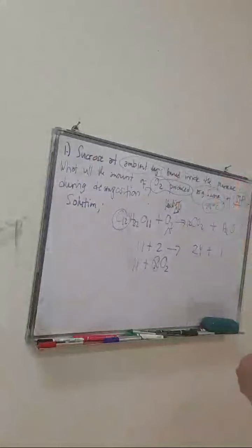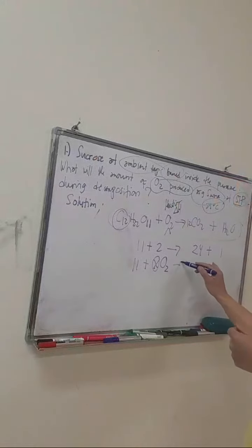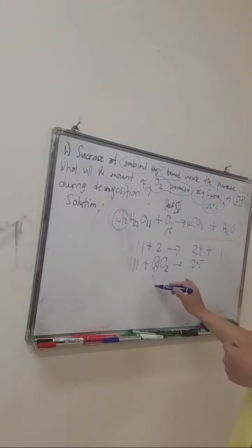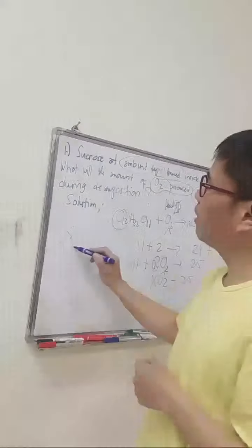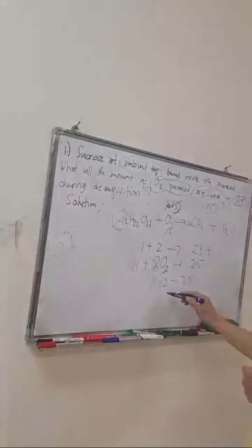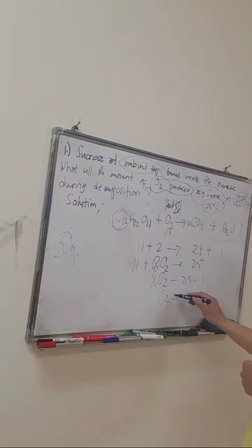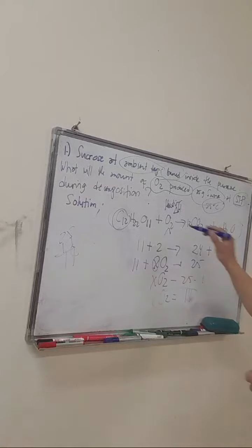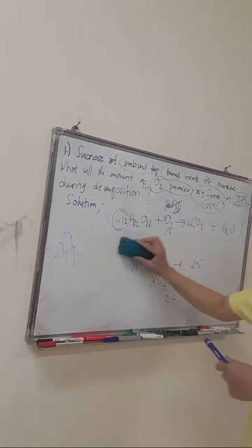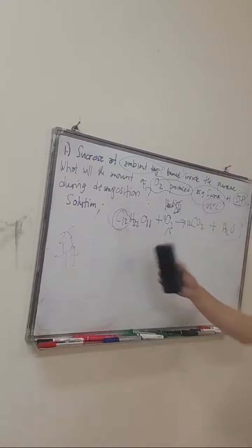Next, equals to 25. So, X O2 is equals to 25 minus 11. 25 minus 11 is 14. So, therefore, oxygen gas is equals to 14. So, put the 14 here. Let's try it, to see if it balances.